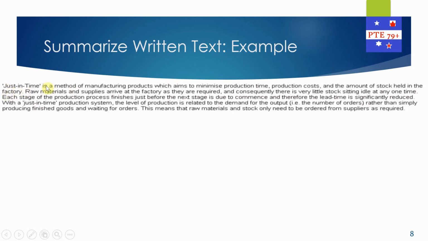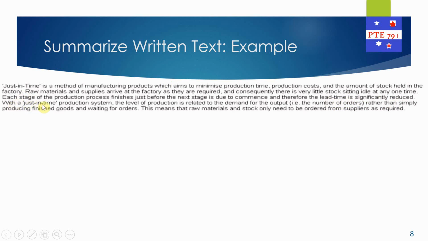Just in time is a method of manufacturing products which aims to minimize production time, production cost, and the amount of stock held in the factory. Raw materials and supplies arrive at the factory as they are required, and consequently, there is very little stock sitting idle at any one time. Each stage of the production process finishes just before the next stage is due to commence, and therefore the lead time is significantly reduced.